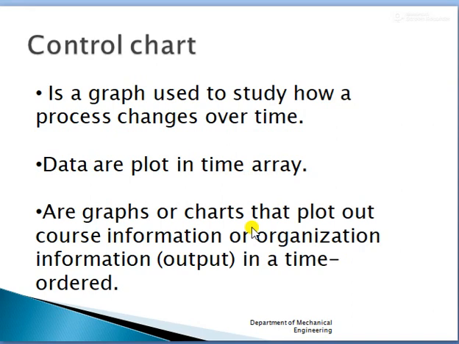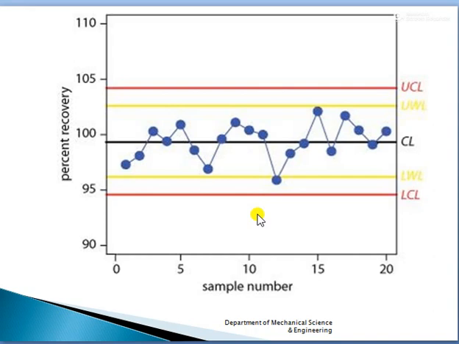And we have this control chart, that is percentage recovery versus sample number. The data may pertain to the measured quality characteristics or observed quality characteristics of the sample. The chart consists of a middle line, that is a central line, that represents the process mean or average value of the quality characteristics. In addition to this line, there are two more lines parallel to this line.